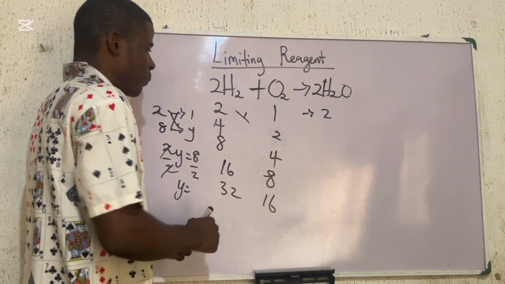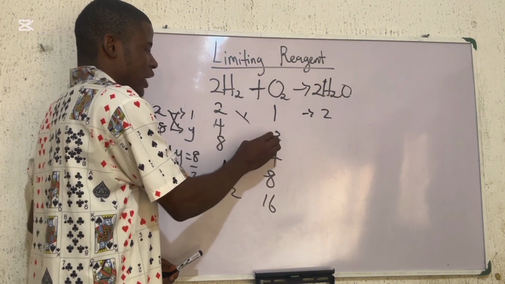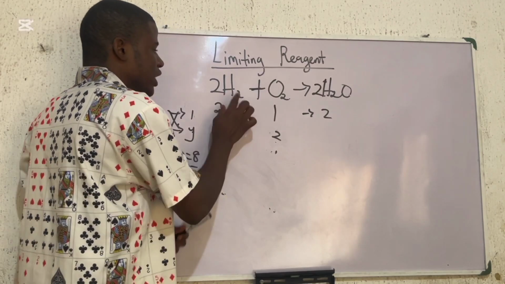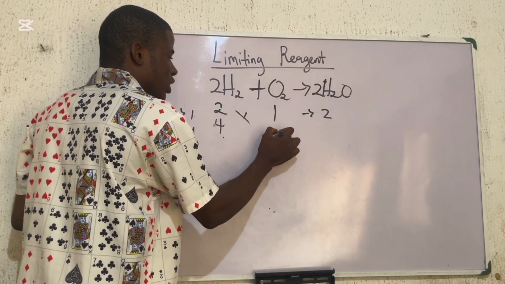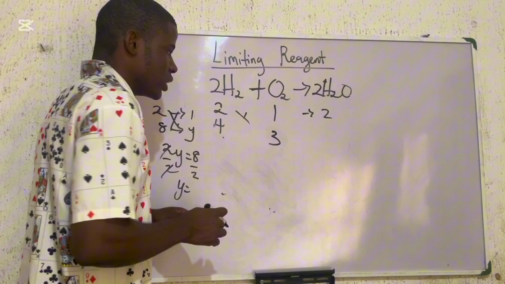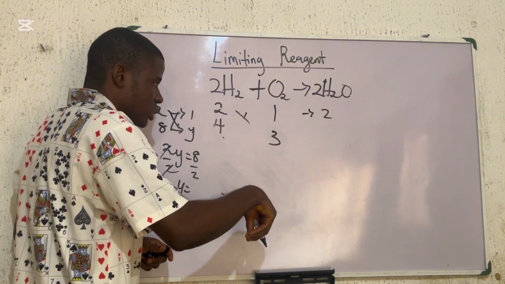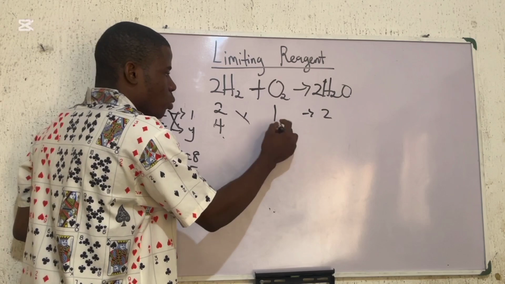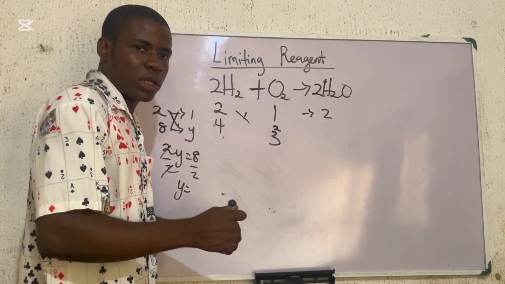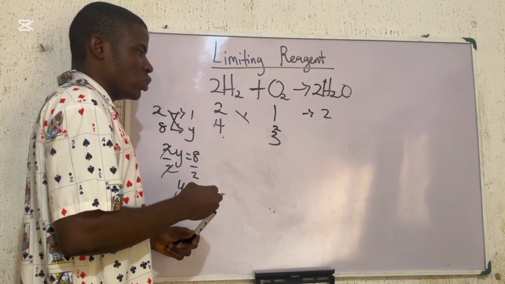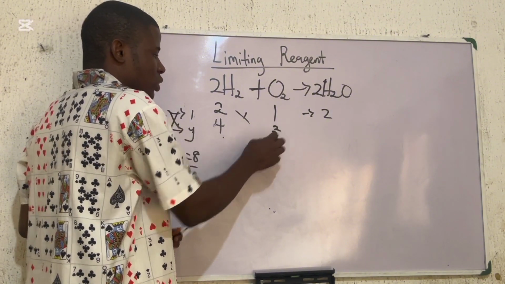Now, what if they do not give it like that? In a case where I have 4 moles of hydrogen gas reacting with 3 moles of oxygen. We know that 2 reacts with 1, so 4 moles of hydrogen gas is meant to react with 2 moles of oxygen. Now which one is in excess, and which one will be used up? Now how many moles of hydrogen?